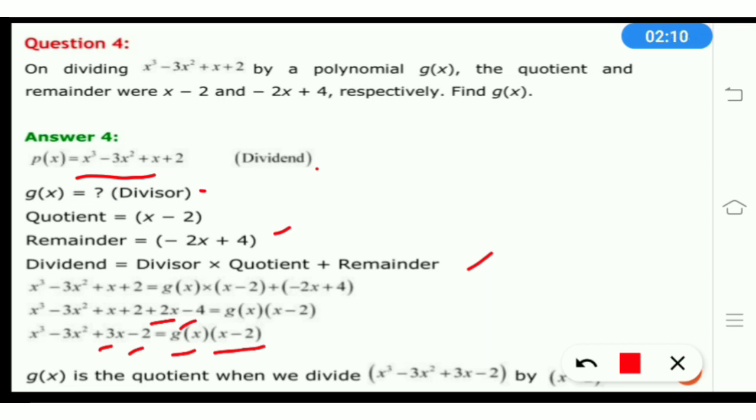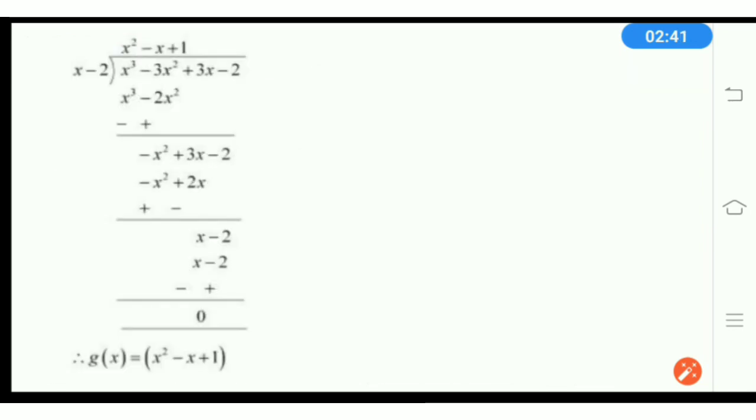So we find g of x. Clear? Now if we divide x cube minus thrice x square plus thrice x minus 2 by x minus 2, then we get the value of g of x. That's why g of x is the quotient when we divide x cube minus thrice x square plus thrice x minus 2 by x minus 2. Clear? Now we divide this.